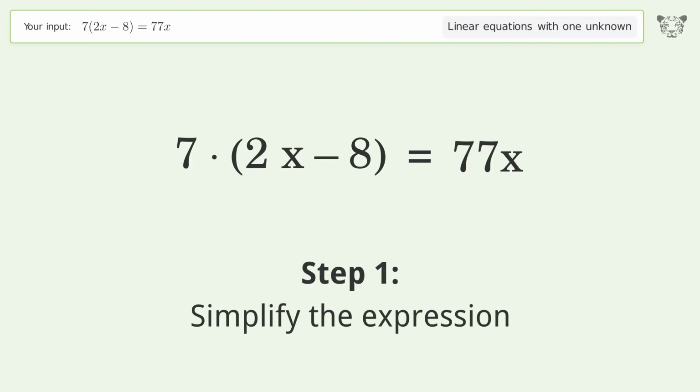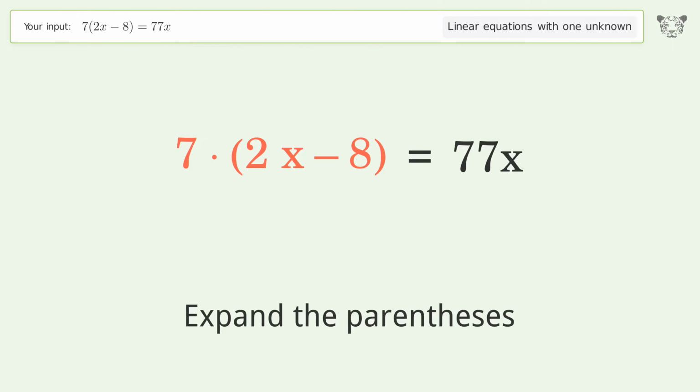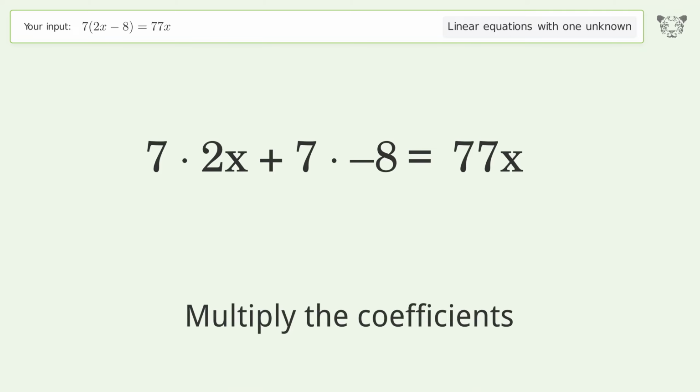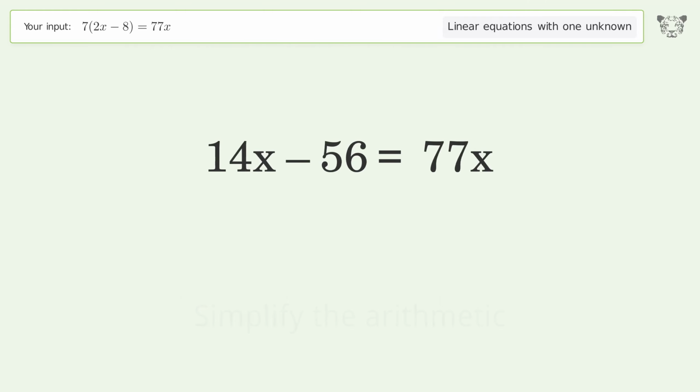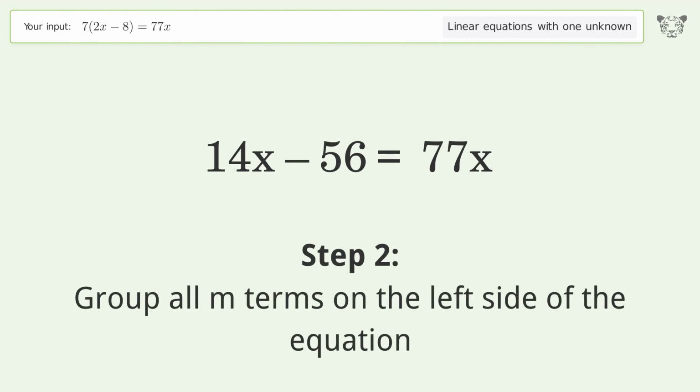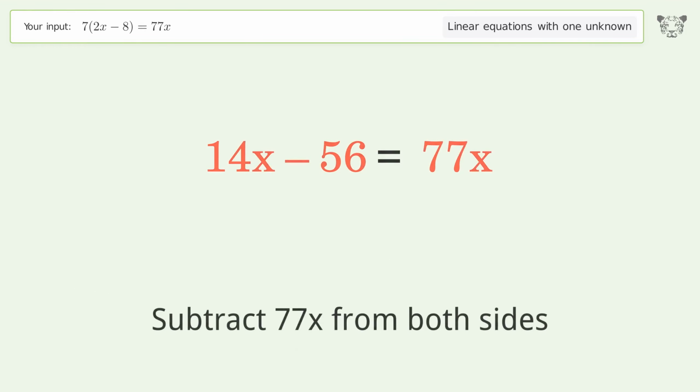Simplify the expression. Expand the parentheses. Multiply the coefficients. Simplify the arithmetic. Group all m terms on the left side of the equation. Subtract 77x from both sides.